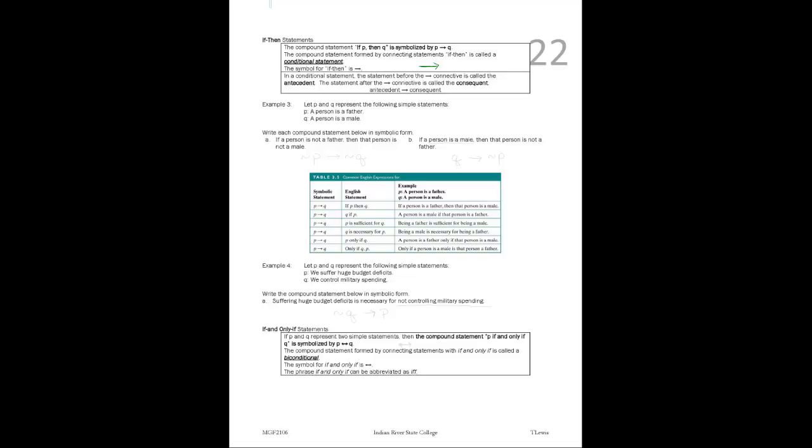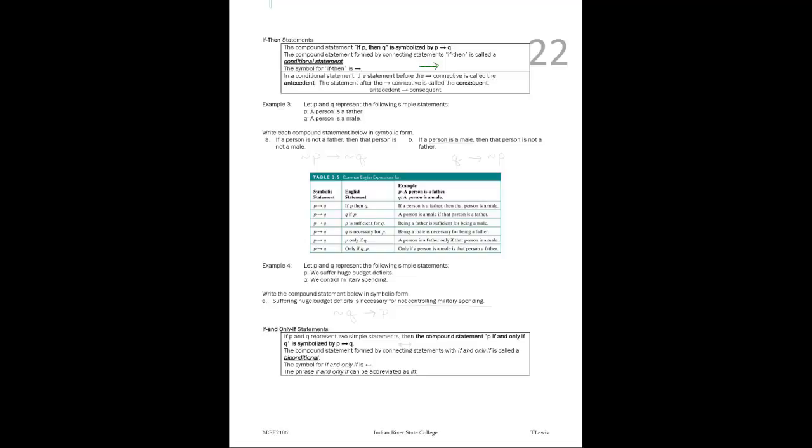In a conditional statement, the statement before the symbol connective is called the antecedent. The statement after our symbol connective is called the consequent. Kind of like before, after. All right? So let P and Q represent the simple statements. We're going to follow through with the symbols.